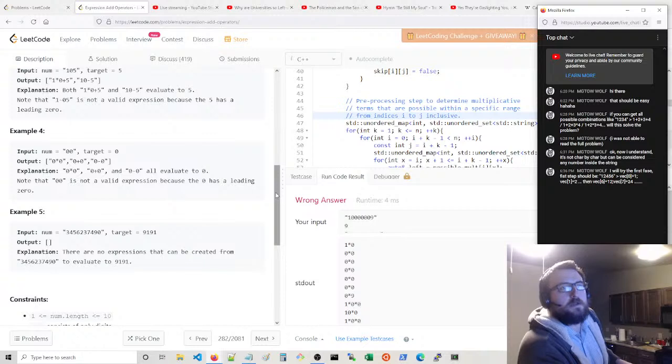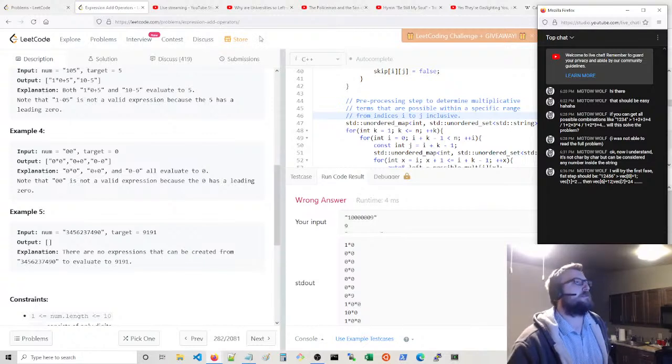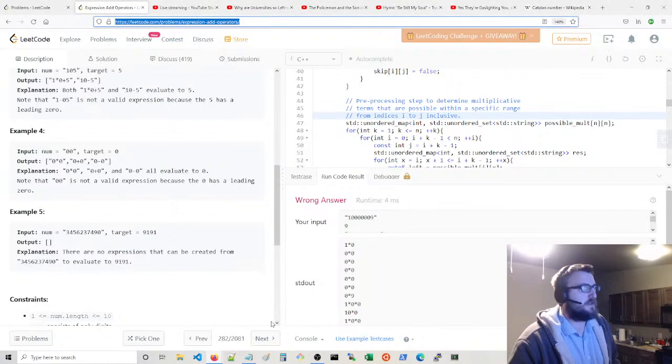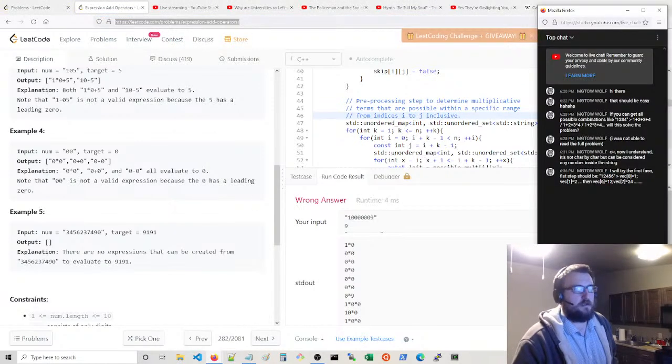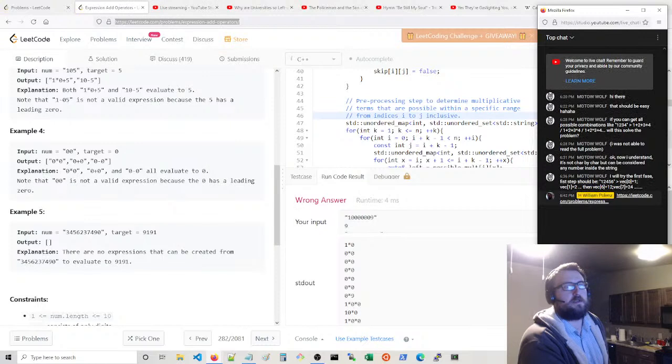If you can get all possible combinations like 1, 2, 3, 4, 1 plus 2 plus 3, let me post the problem for you so you don't need to guess. Let me know if you can click that link. Not able to read the full problem. I understand it's not character by character, but can be considered any number inside the string. Yeah, exactly. Try the first phase. First step should be 1, 2, 4, 5, 6.